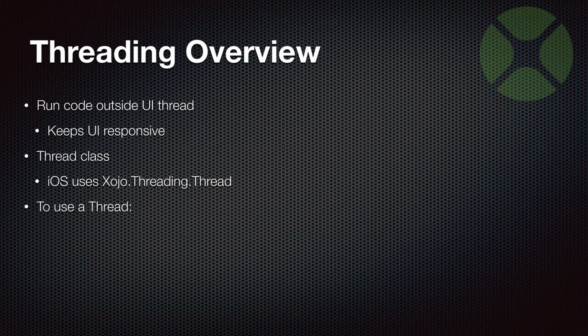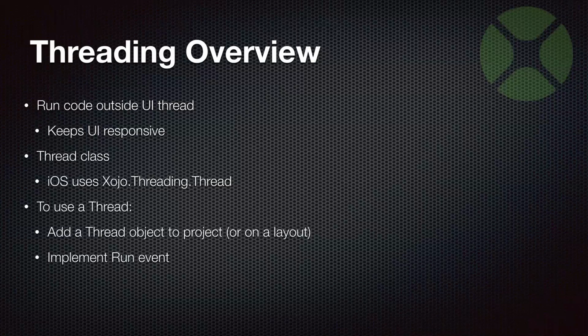And to use a thread, you just add a thread subclass to your project, or you can add it to a layout. Sometimes it's easier to add it to a layout if your needs are pretty simple. And then you put the code on the run event that you want to actually run in the thread. And anything that you call from the run event, so if you call methods or anything like that, that also runs within the thread. And then you actually call the run method on the thread to start the thread up, which initiates the run event calling the code that's in there. And that's how you set up a thread.